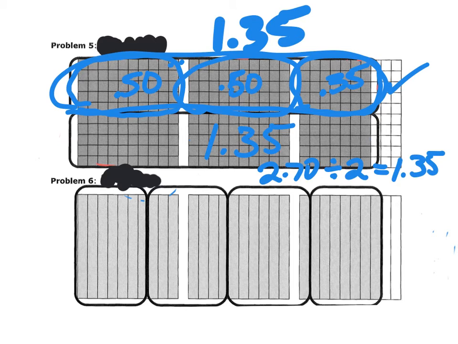Problem 6 is a little bit different, and that's because when you start looking at problem 6, you're looking at a different type of grid. The top grid is a hundredths grid, or they have hundredths grids up there, but now you're looking at tenths grids. But really and truly, the math stays the same.